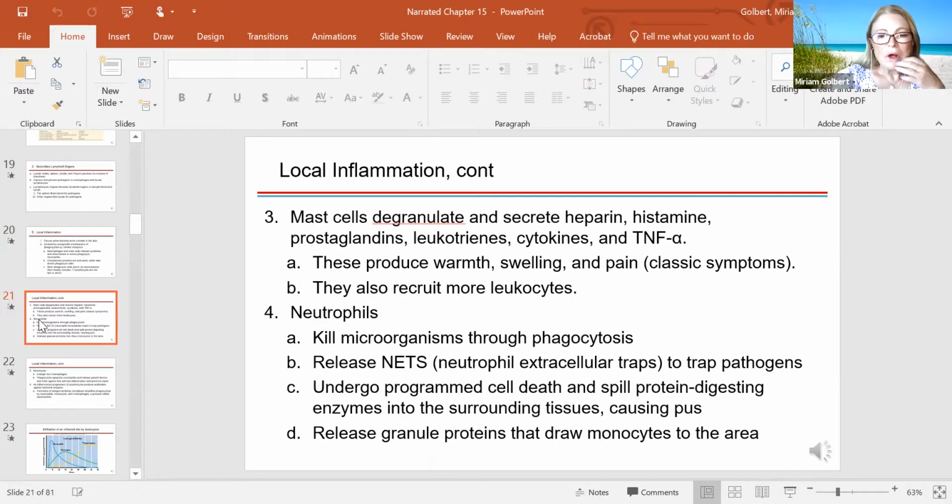So what are all the symptoms that we feel in inflammation? So we have warmth, swelling, and pain. Those are the classic symptoms. So if anything is infected, you all have experienced this. You probably feel the area and it's a little warm. There's swelling, and the swelling is what causes pain. So the swelling pushes onto nerve endings, and that's what is causing pain.